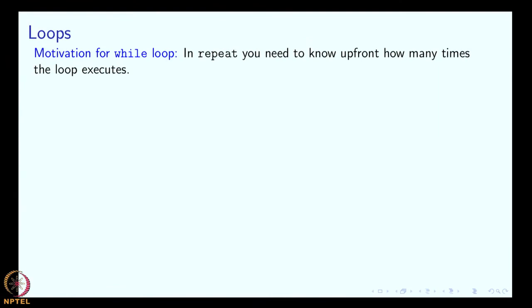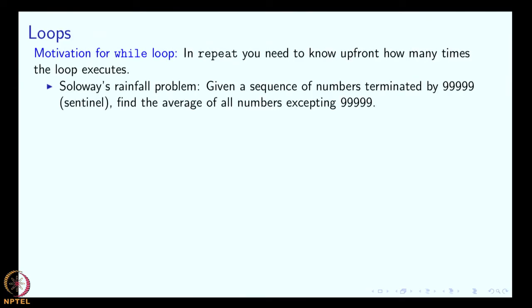Okay, after that it's natural to talk about loops. So again you need to talk about motivation. For the for loop, you should say, why isn't a repeat loop adequate? Well, you should say in a repeat loop you need to know upfront how many times the loop executes.